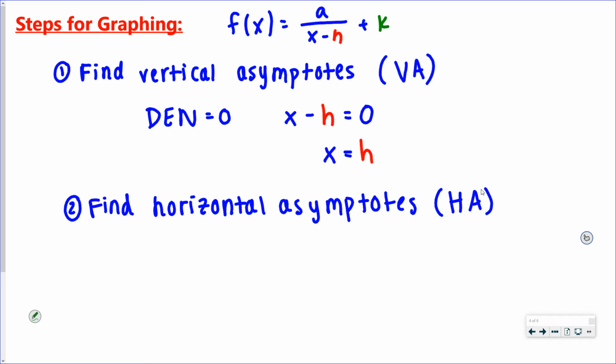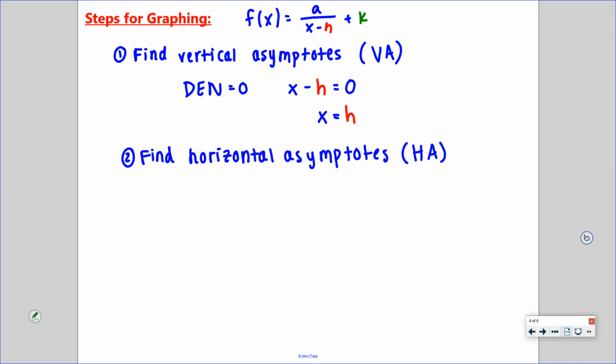For the ones we're graphing today, and this rule is going to change once we do harder ones, but for now, in this form, it's just going to be at y equals the k value. If there's a shift up 2, it's now at y equals 2. If there's a shift down 4, it's now at y equals negative 4. And then the last thing you do is plot points.